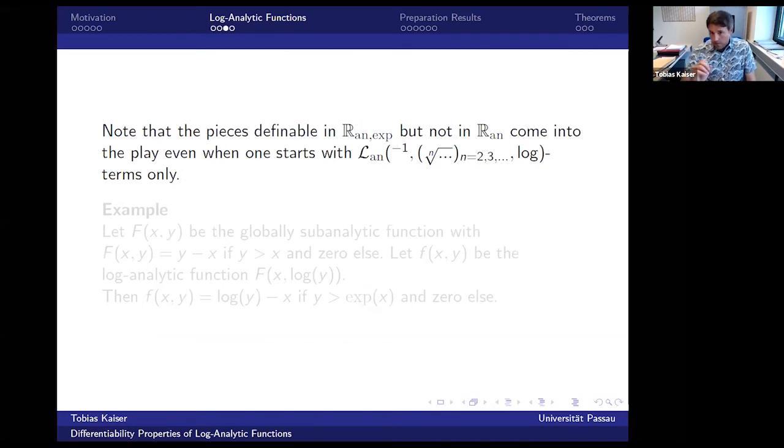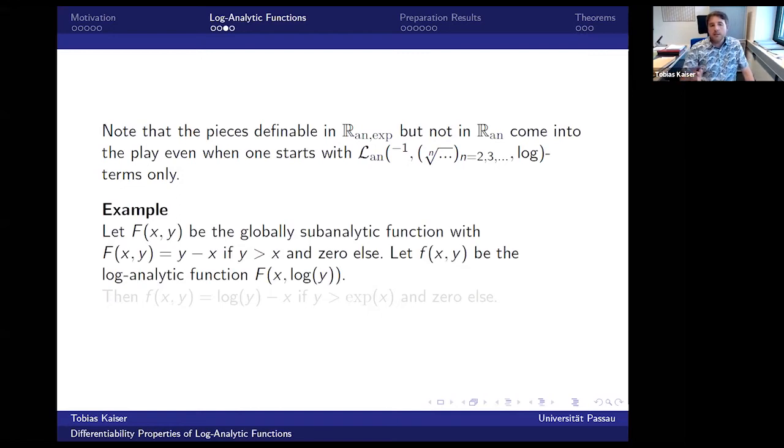Okay, so from the point of view of definability, to write log-analytic functions as terms, I do not need the exponential function. But on the pieces, for the pieces, I need the exponential function.